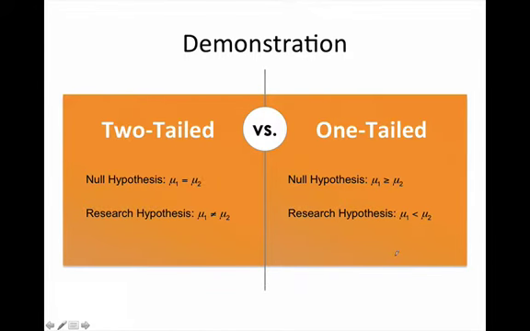it always makes sense to write the research hypothesis first, to the extent that this is our group before training, and this is our group after training. The research hypothesis suggests that training increases performance, whereas the null hypothesis is going to express the opposite.